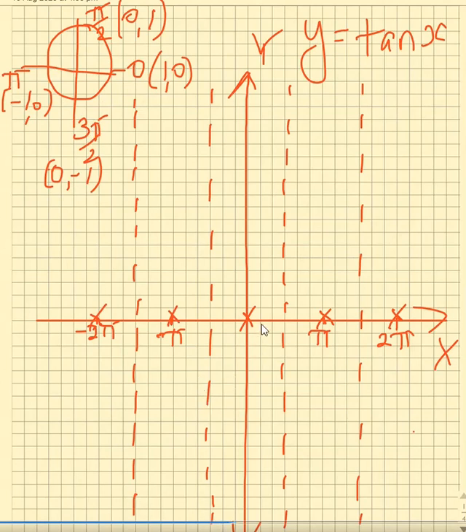Now another point we can easily get, we know that tan of pi on 4, halfway between 0 and pi on 2 here, is 1. So if we set up axes and label our axes as I should have done in the first place, with 1 and negative 1, tan of pi on 4 is 1.